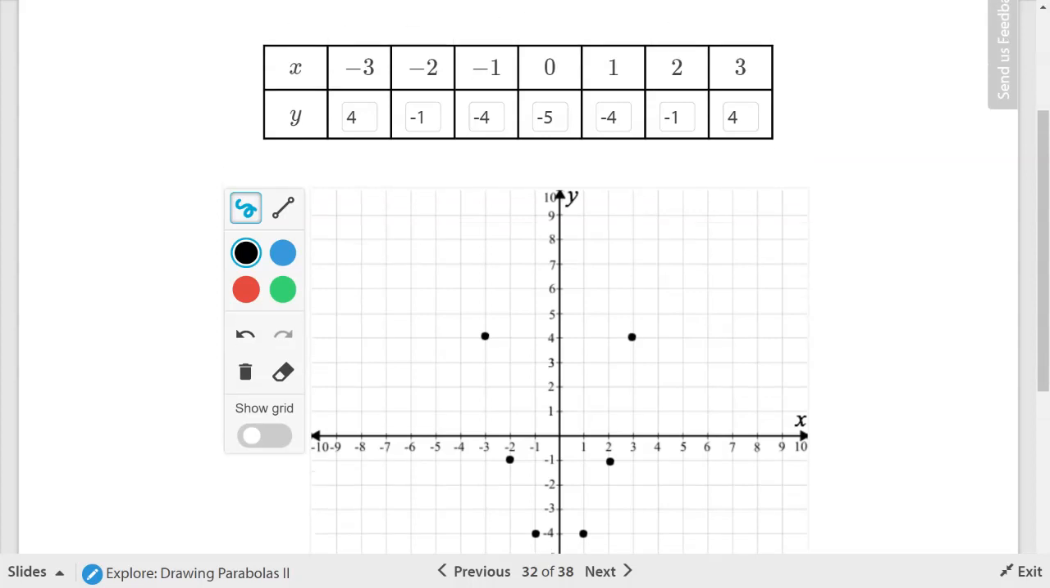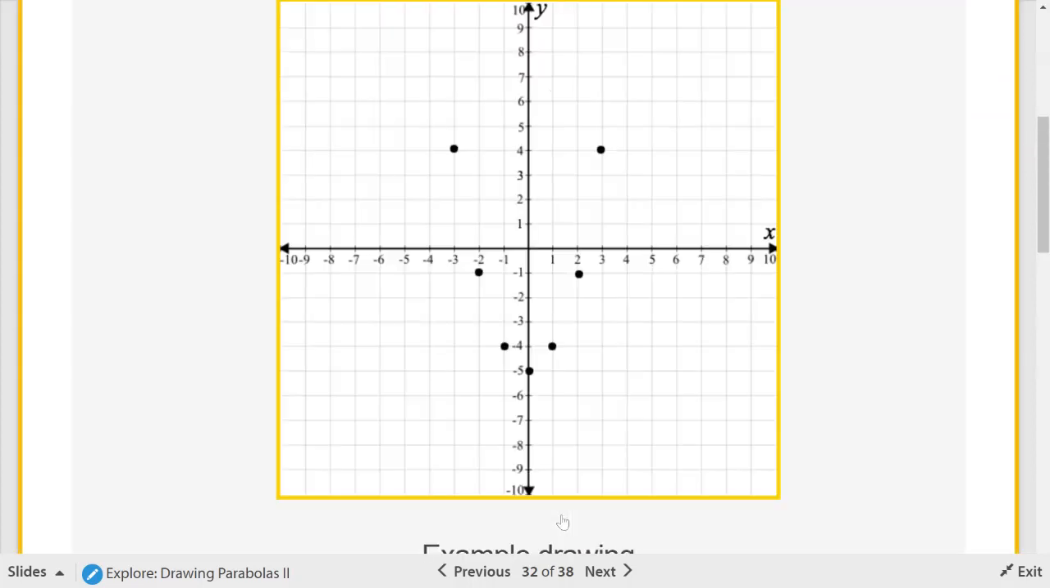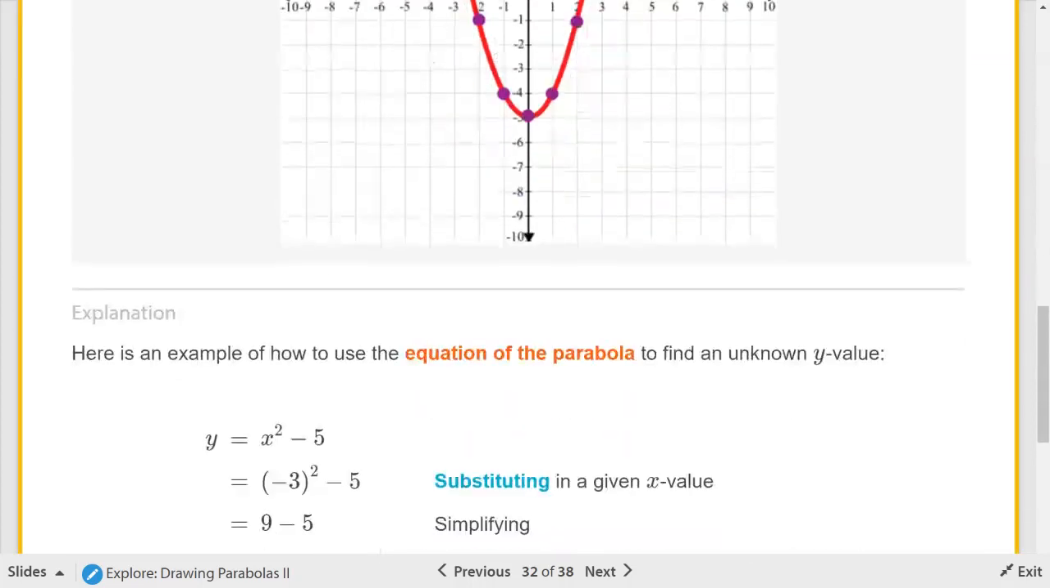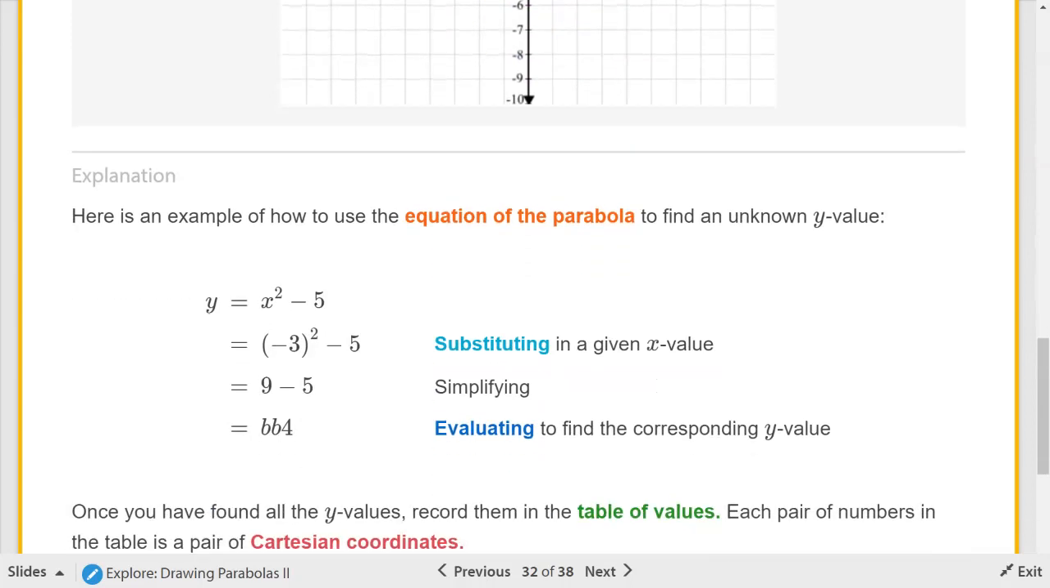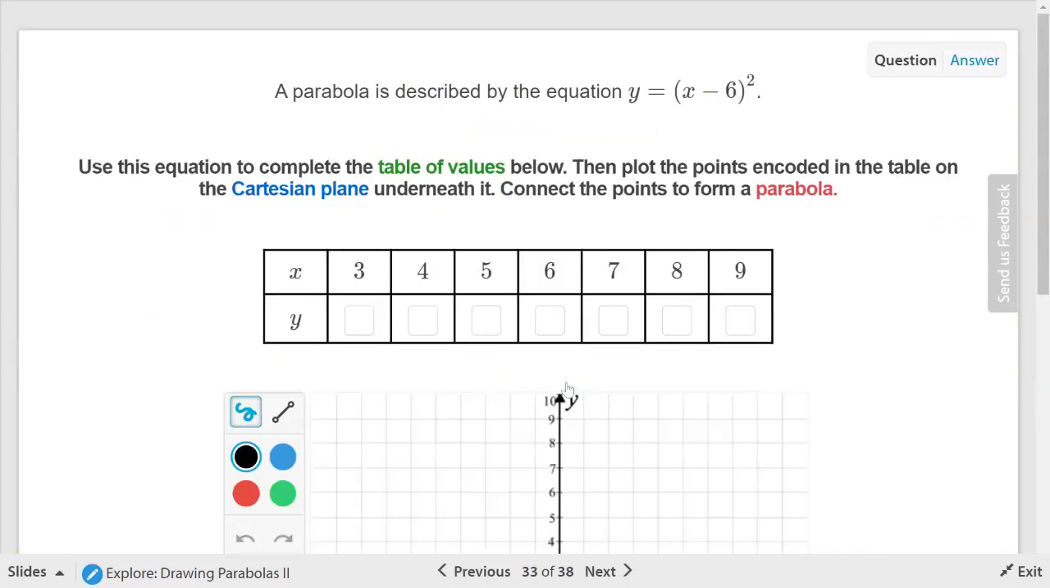And we end up with that kind of parabola, which we connect the dots for. Alright, there's some kind of substitution, the calculation you can see. By changing x into -3 and squaring it, you get 9. 9 minus 5 gives you 4. Alright, don't worry about the BB. So it's just 4.